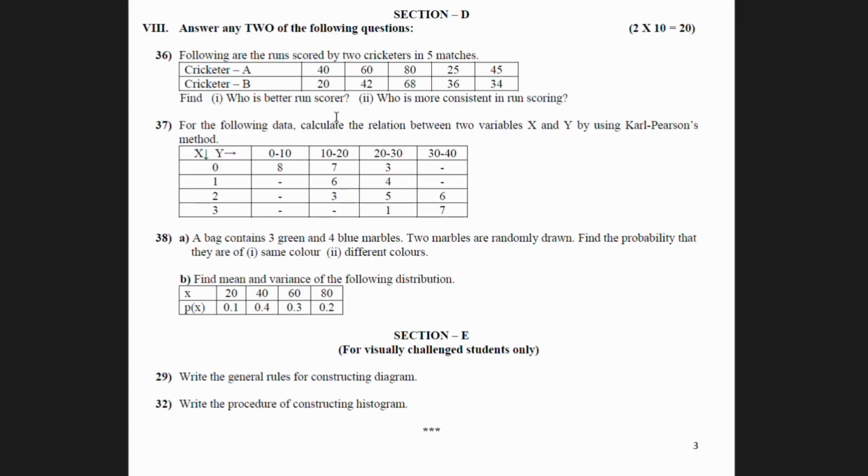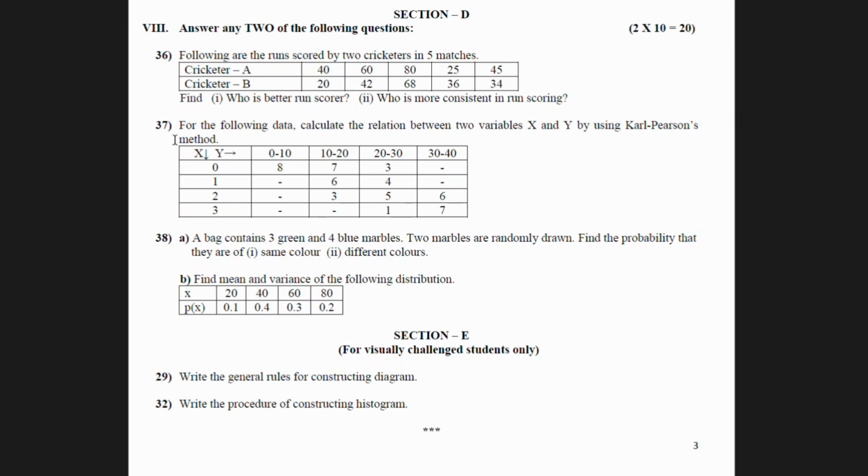Now we come to the last part of our question paper, that is section D. Okay. Now in section D, you are given 3 questions. Each of the questions carry 10 marks. You are given 3 questions, you have to write any 2. Okay. But one good suggestion is write all the 3, because if in any one of the questions you lose marks, the other one will be there to cover you up.